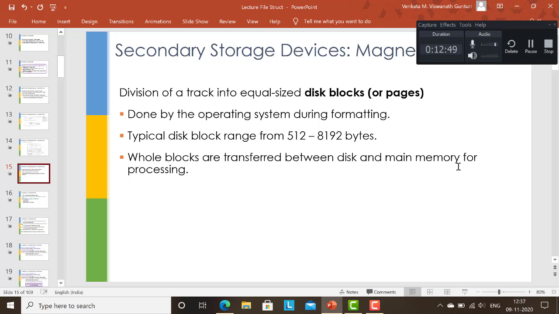The size of these things is set by the operating system, right? One disk block can be a couple of sectors, and that depends on the hardware capacity of your magnetic disk drive. You can assume that one disk block is maybe a couple of sectors. Okay.